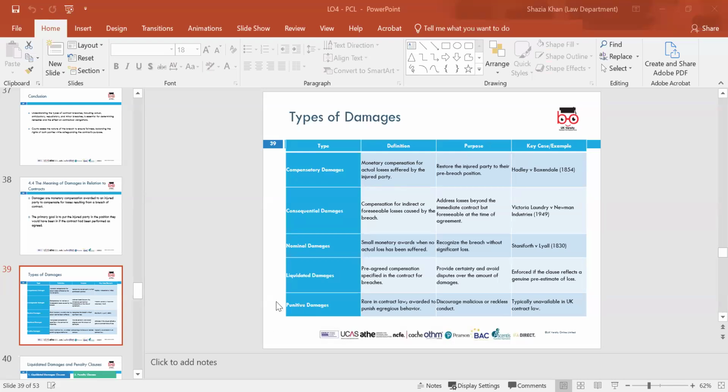Consequential damages, compensation for indirect foreseeable losses caused by the breach. The purpose is to address losses beyond the immediate contract, but foreseeable at the time of agreement. The case is Victoria Laundry and Newman Industries, 1945.